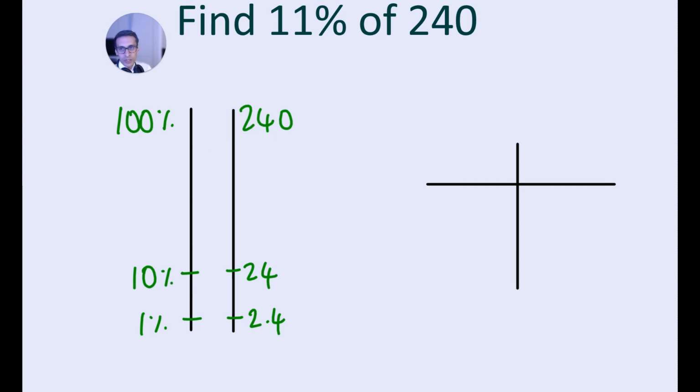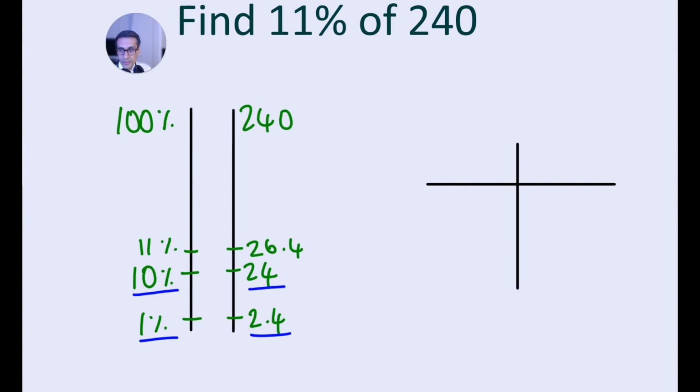So you can probably guess what I'm going to do next. So hopefully you did that as well. 11% is just a combination of 10% and 1%. So 24 plus 2.4. So that's going to be 26.4. That's 11% of 240. And we can use a table method. I'm not going to show you that method here. Hopefully you've got it by now.